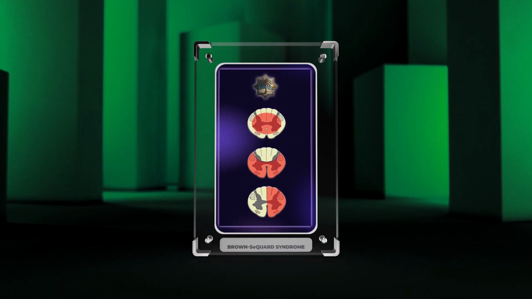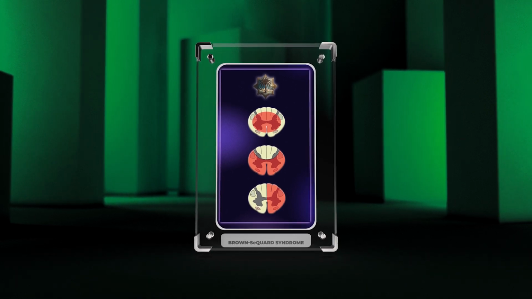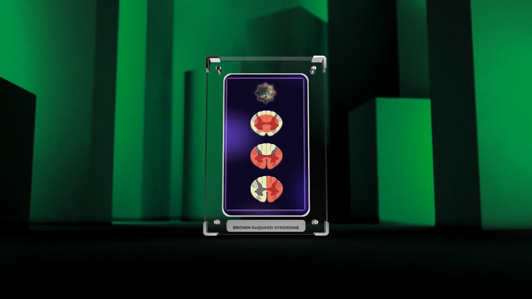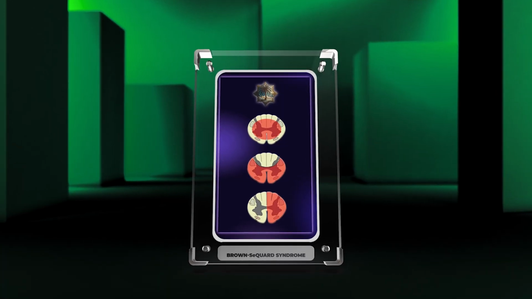Understanding the anatomical and functional basis of this syndrome, as well as its clinical presentation, diagnostic criteria, and treatment options, is crucial for medical professionals in order to provide appropriate care and improve patient outcomes.